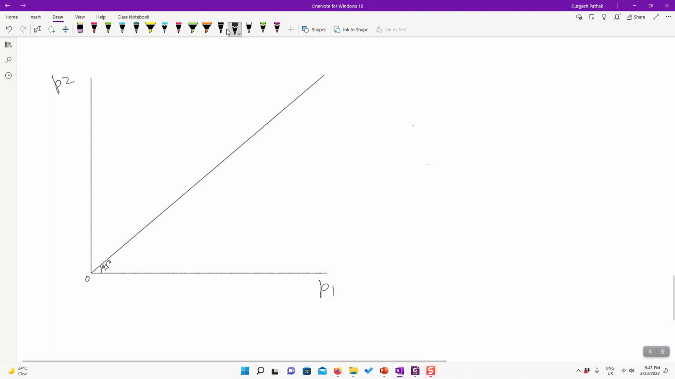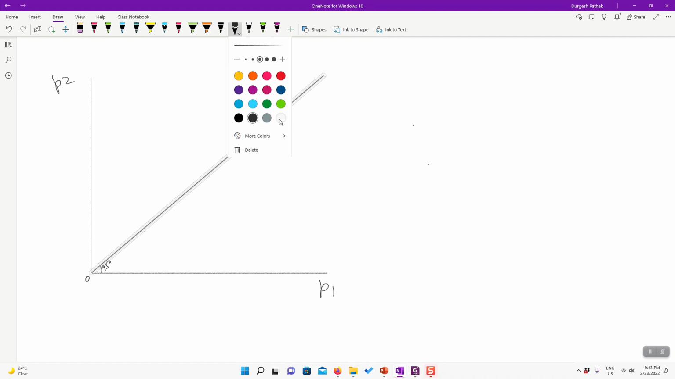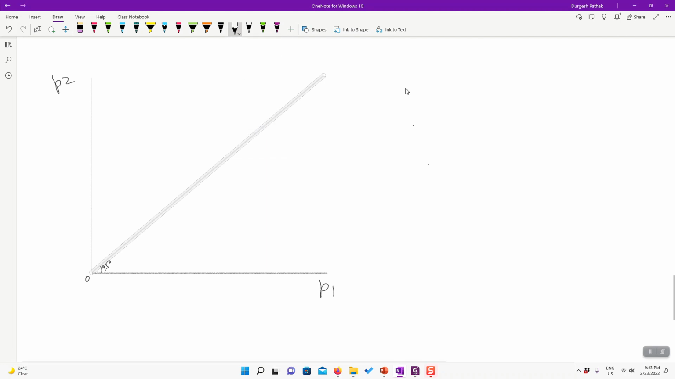Okay, so we can make this line even less dark. So how to make this? What about this color? Yeah, this color is fine. Okay, oh, it's hardly visible. Yeah, this is fine now.